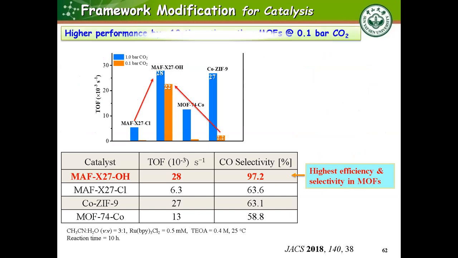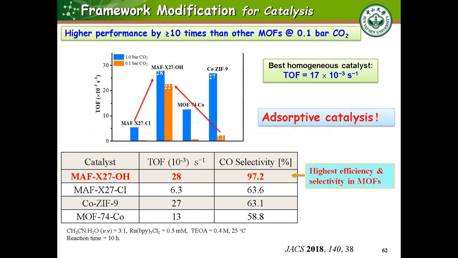As a result, the hydroxide modified MAF-X27 exhibits excellent performance. Both the turnover frequency, or TOF in short, and carbon monoxide selectivity are much better than other MOFs, and even better than the best homogeneous catalyst in TOF. More importantly, because of the associative catalysis, the hydroxide modified MAF-X27 also has excellent performance, by more than 10 times than other MOFs, at low concentration or 0.1 bar carbon dioxide pressure.